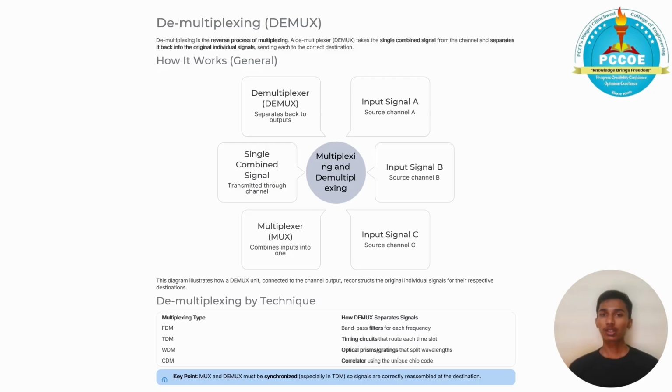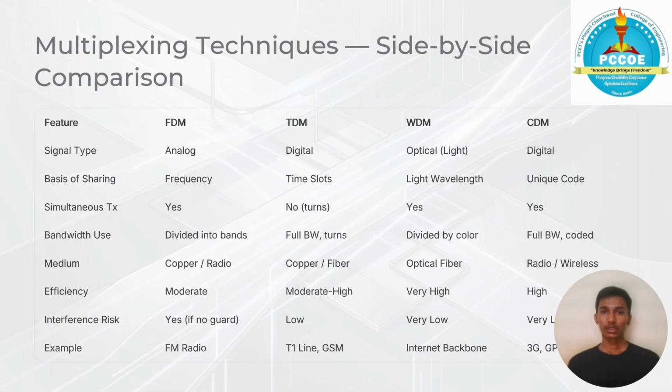The way demux separates signals depends on the technique used. For FDM, it uses a band pass filter for each frequency. For TDM, it uses a timing circuit that reads each time slot. For WDM, it uses optical prisms to split wavelengths. For CDM, it uses a correlator with the matching chip code. One critical requirement, especially in TDM: the mux and demux must be perfectly synchronized so that the right signals land at the right destination.